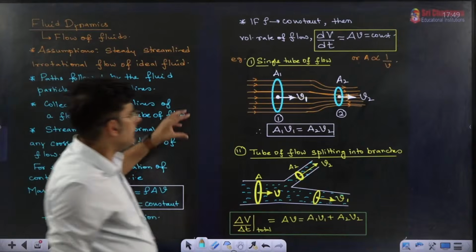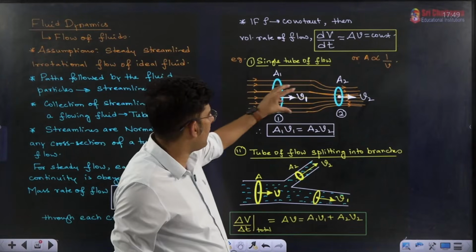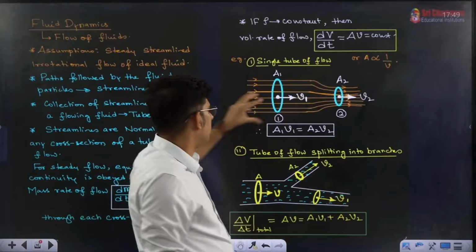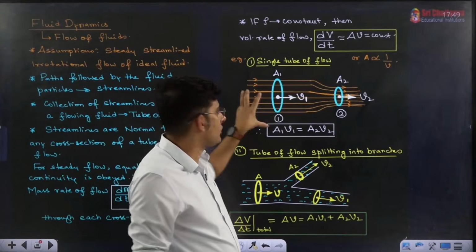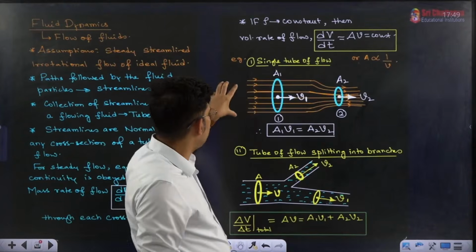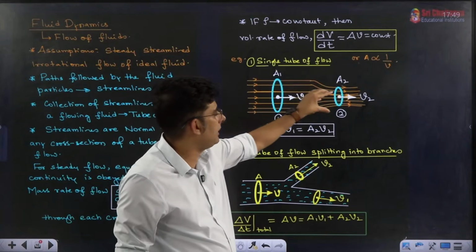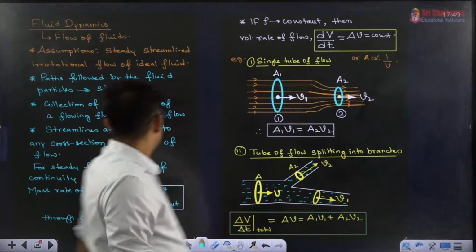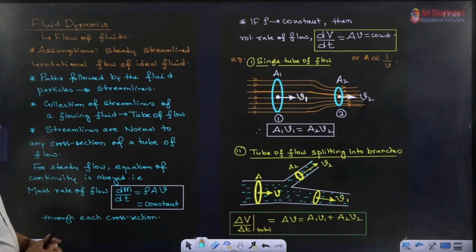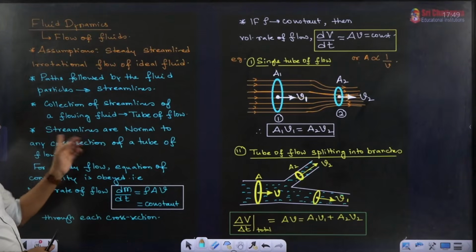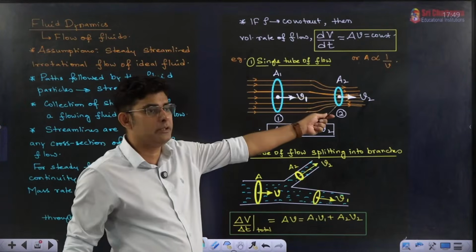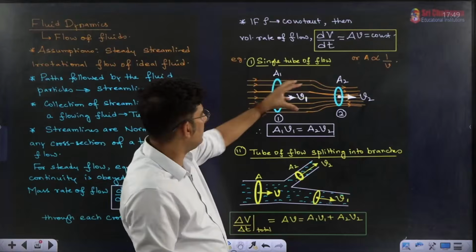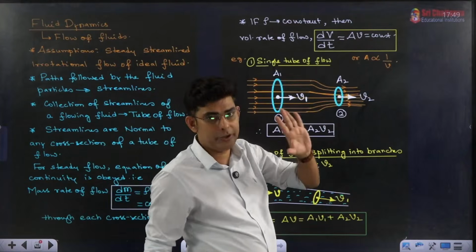So you can see that here I am showing the path of different liquid particles, and the collection of all these streamlines is called a tube of flow. You can see a shape given to the tube of flow. It is wider over here and after some time it becomes narrow. Okay. Now streamlines have properties. What are the properties? The streamlines are normal to any cross section of the tube of flow. So if I draw two cross sections in the tube of flow, you can see that streamlines are normal to the cross section at every point.